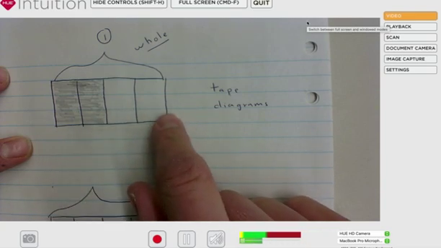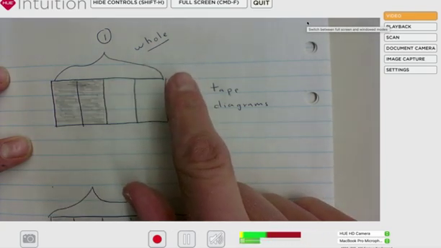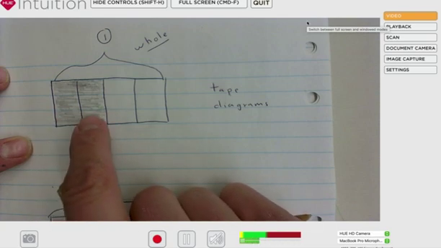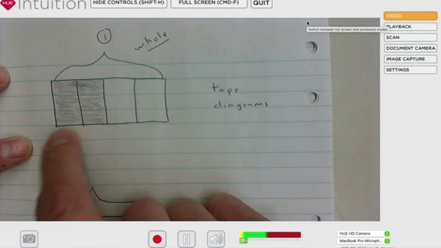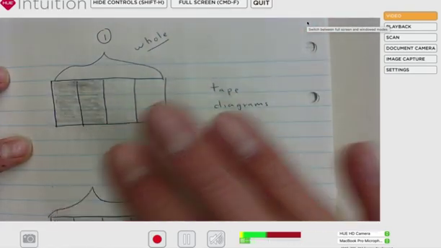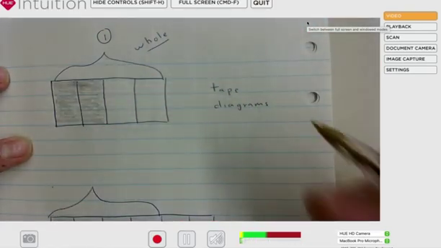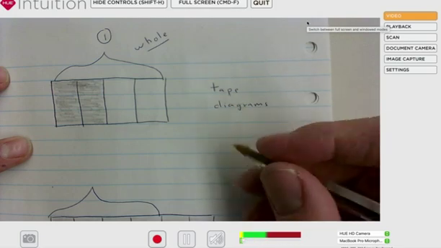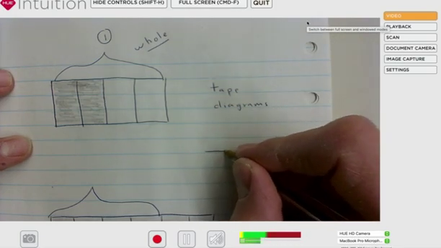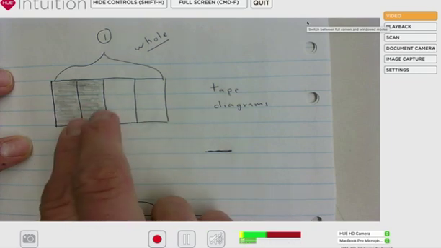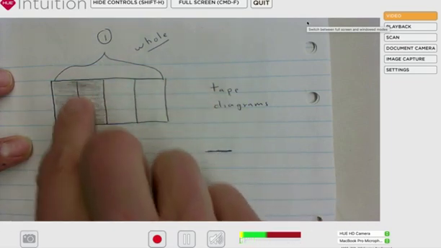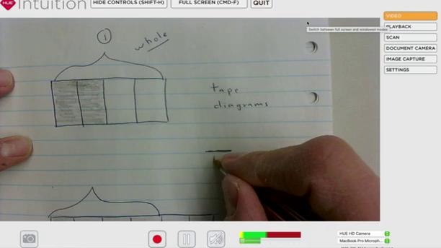Equal is really important. I know that my drawings are not perfect, but ideally this piece, this piece, this piece, and this piece should all be exactly the same size and shape. I know they're not, but they're supposed to be. Okay, so let's talk about fraction 101. The bottom number of a fraction is how many pieces there are in all, shaded and unshaded, all of them. That's what the bottom number should be.